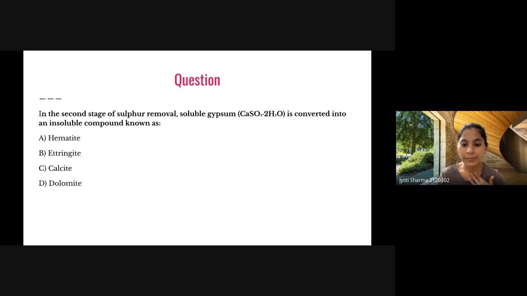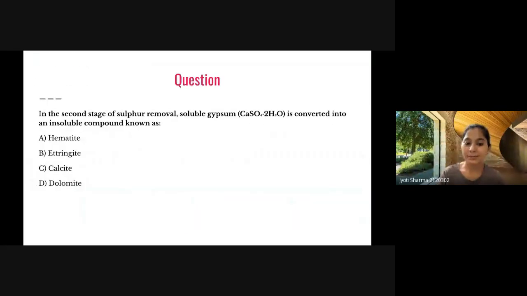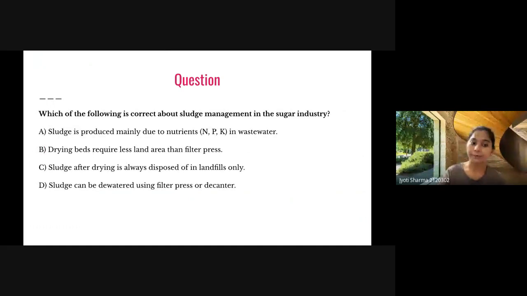As you have seen here also, in the second step, the sulfur removing reagent, polyelectrolytes, will react with the soluble sulfate, mainly gypsum, and convert it into an insoluble calcium alumina sulfate compound, and that is known as ettringite, right? So this is how we can remove sulfur from the wastewater that will be generated in sugar industries. This we have done. Okay.